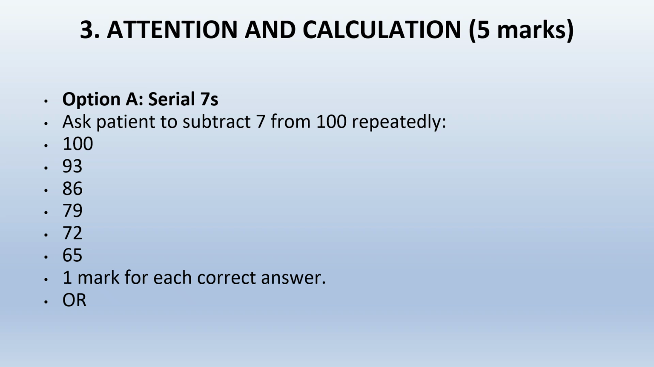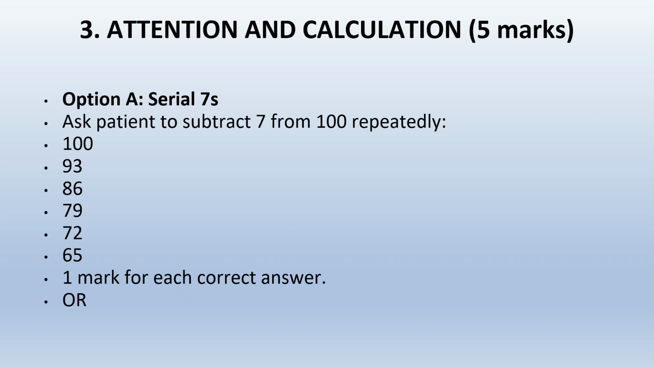Attention and calculation is given 5 marks. Option A, you can do serial sevens test. Here, ask the patient to subtract 7 from 100 repeatedly, like 100 minus 7, 93, 93 minus 7, 86, 86 minus 7, 79, 79 minus 7, 72, 72 minus 7, 65. 1 mark for each correct answer is given.